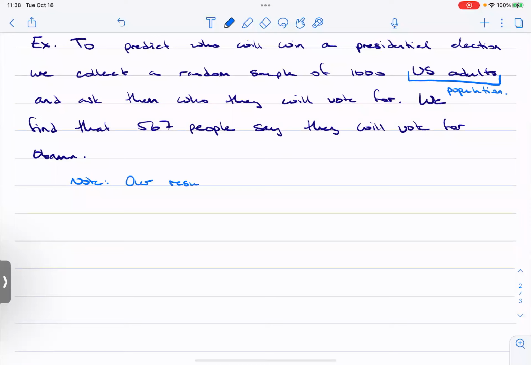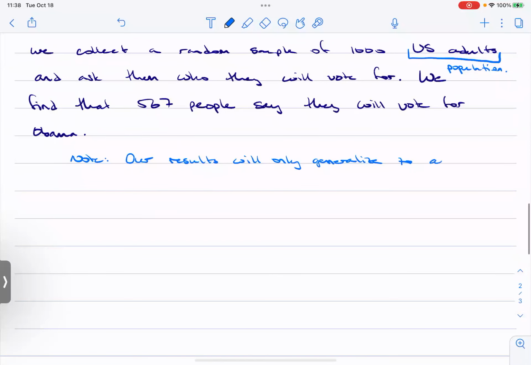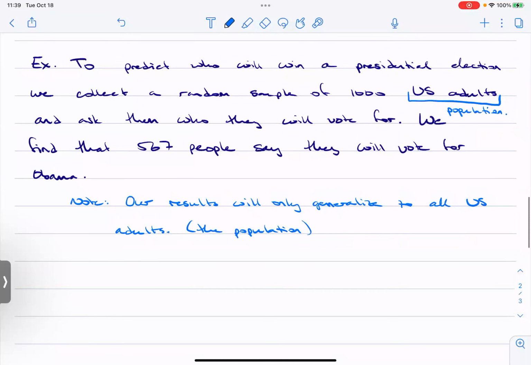Our results will only generalize to all US adults, the population. So that's something that you want to keep in mind. You can only generalize to the people that you selected from. Makes sense. But sometimes we get so caught up in it.